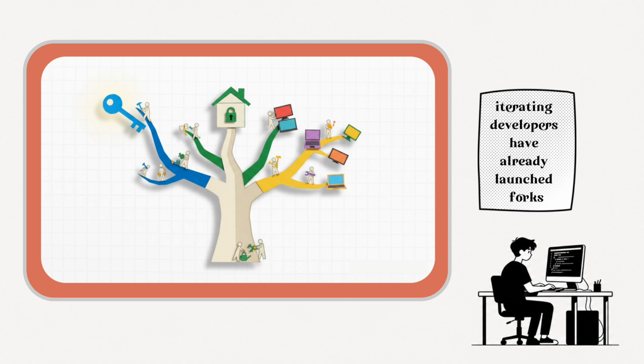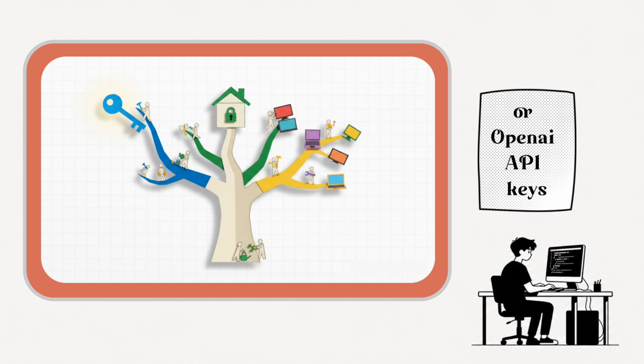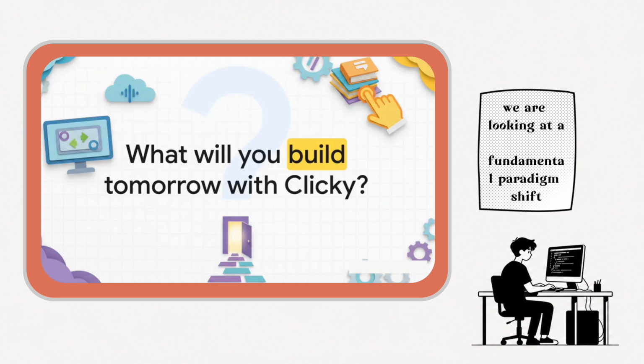Developers have already launched forks like Skilly, which lets users plug in their own Anthropic or OpenAI API keys so they can manage their own data retention and costs. There's also OpenClicky, which aims to let you connect fully local models right on your machine, which entirely solves that cloud privacy concern we mentioned. And of course, there are active discussions and rewrites happening right now to bring this awesome companion to both Windows and Linux users. Ultimately, we are looking at a fundamental paradigm shift in human-computer interaction.